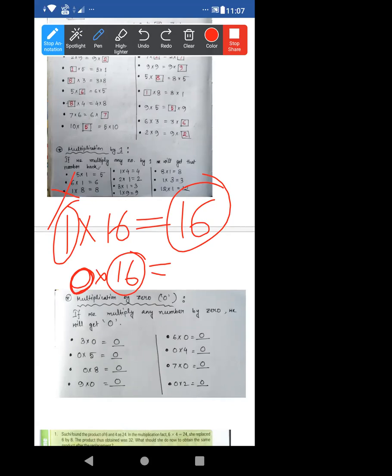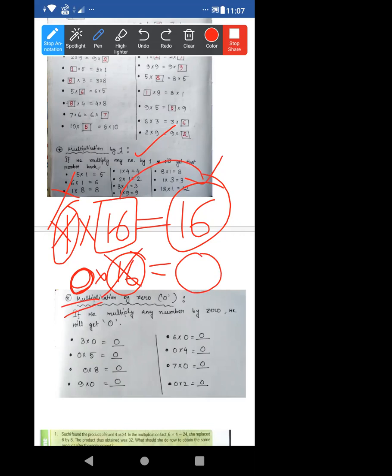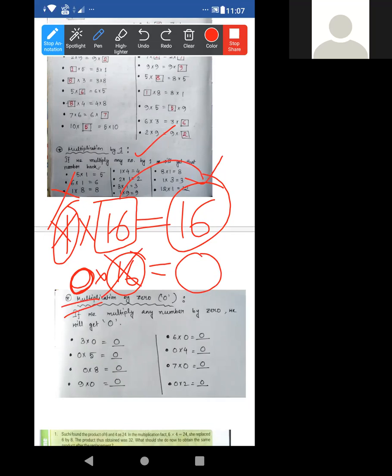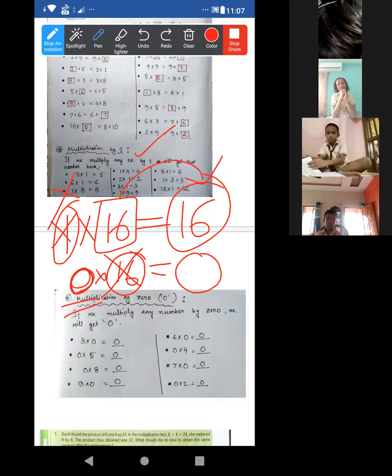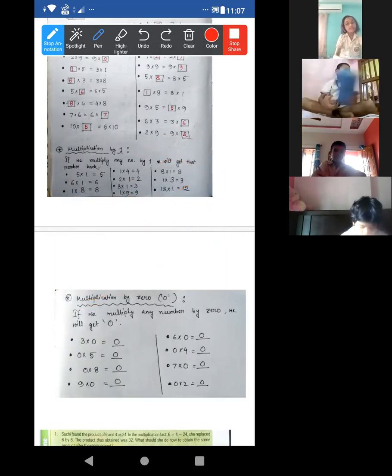Okay, there are 2 properties. Just remember the property name, that is multiplication by 1. When we multiply any number by 1, we will get that number back. 1 will be vanished. And when we multiply by 0, then that number will be vanished. 0 will get 0 back. Acha, is it clear to all of you? If it is clear, then you can shake your head. Acha, okay. Good. Now start to write.